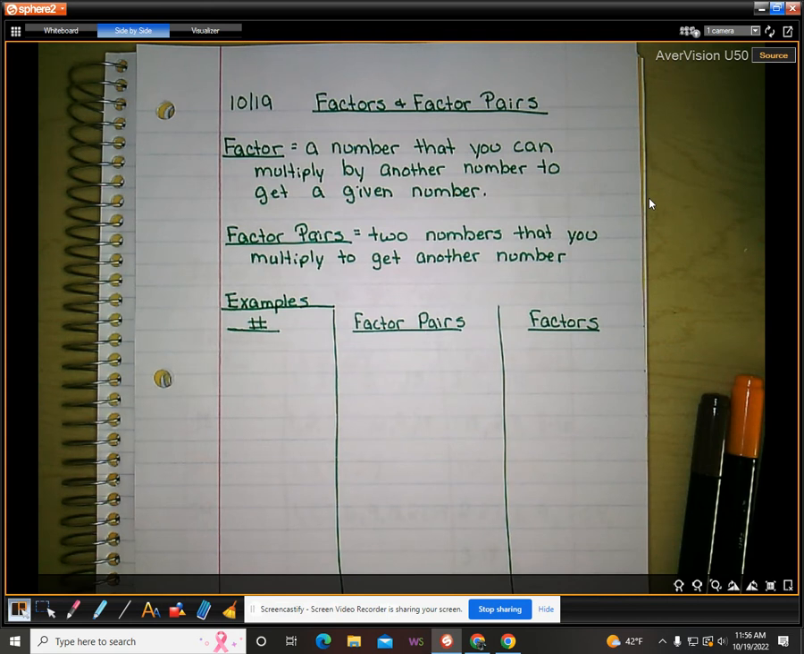What else can we multiply to get 45? You guys are missing the easiest one. Jordan? No. 1 times what? Yeah, 1 and 45. 1 is a factor for every number. It's 1 times whatever the number is. So 1 and 45, 5 and 9.